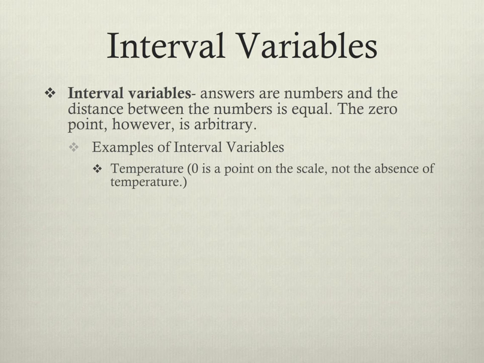Interval variables are numeric. They are numbers. However, the 0 point is arbitrary, meaning it isn't really the absence of something or wouldn't exist. For example, temperature measured in Fahrenheit or Celsius is an interval variable. 0 is not the absence of temperature, rather it is simply a point on the scale.